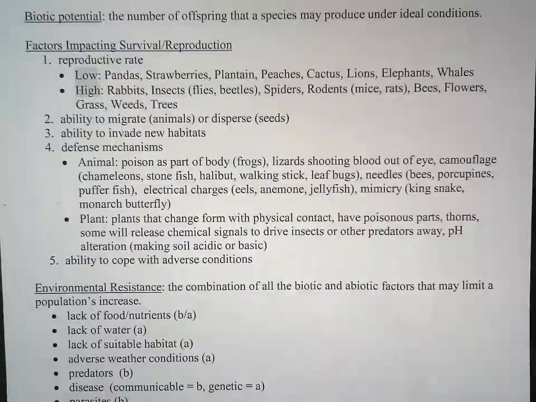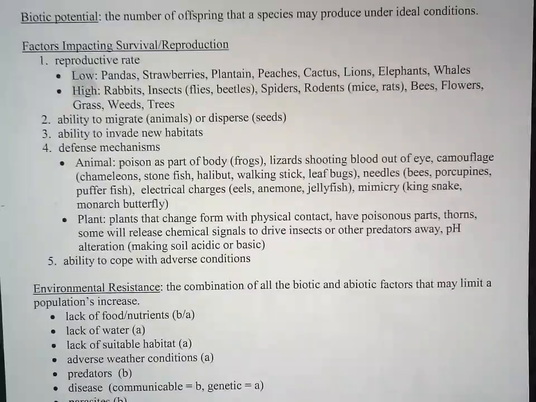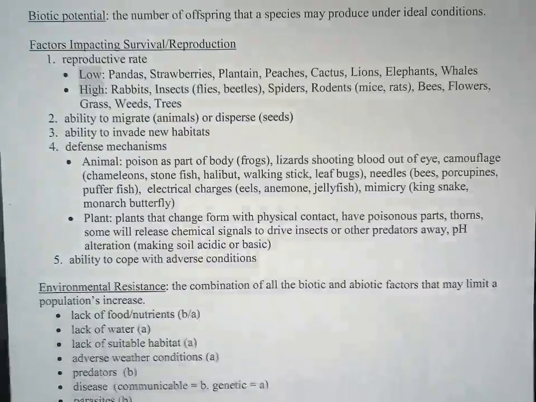Okay, seed dispersal for plants. The further away that a plant can disperse its seeds and spread its population, the better it is for survival and reproduction. Because if you think about it, if a plant drops all of its seeds right at the base of the plant, then all of those seeds are competing for the same resources, the same sunlight, the same minerals and nutrients in the soil, literally the same growing space. So things that can cause it to disperse or spread out will increase the chances of those seeds surviving and reproducing and going on. Okay. Ability to invade new habitats.